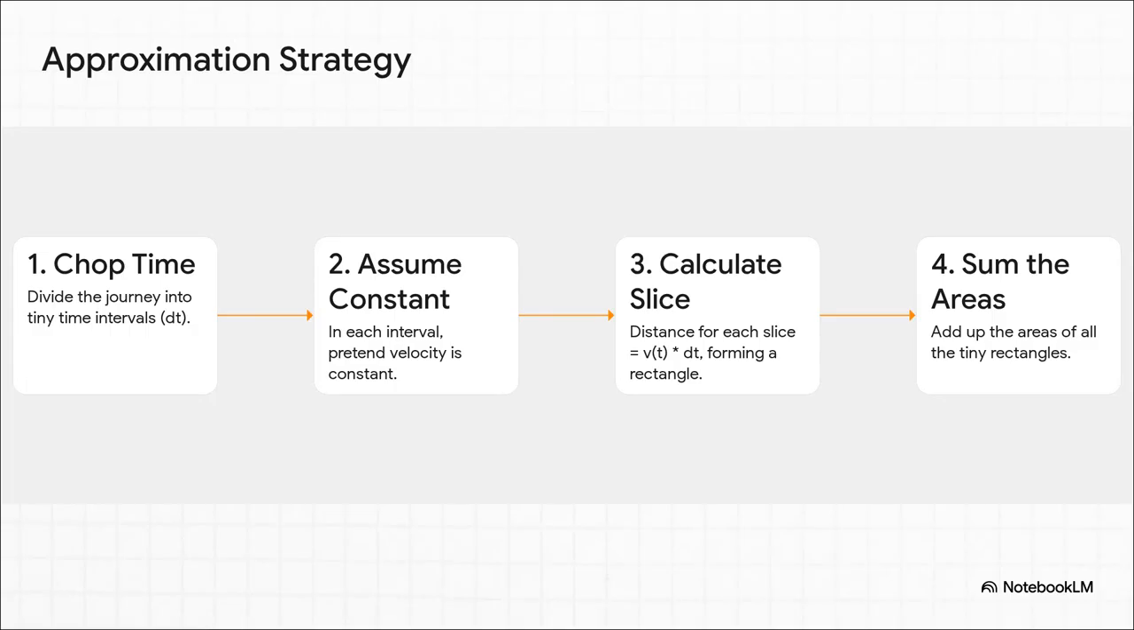Okay, so here's the game plan. We can't handle a speed that's always changing, but we can handle a constant one. So what if we just chop our 8-second journey into a bunch of tiny little time intervals? We'll call them dt. Now, for each one of those tiny slices of time, we just pretend the velocity is constant. See? Now we can calculate the tiny little bit of distance traveled in that slice. It's just the velocity at that moment, v of t, times that tiny bit of time, dt. And what does that look like on a graph? It's a super thin rectangle. So all we have to do is find the area of all those little rectangles and add them all up.